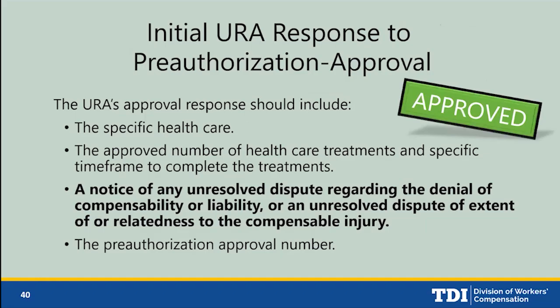Approval responses from the utilization review agent should include the specific healthcare that they are approving, the number of healthcare treatments, and specific timeframes. So if there happens to be any outstanding unresolved dispute on compensability, extent of injury, or relatedness, they need to let you know that on approval.